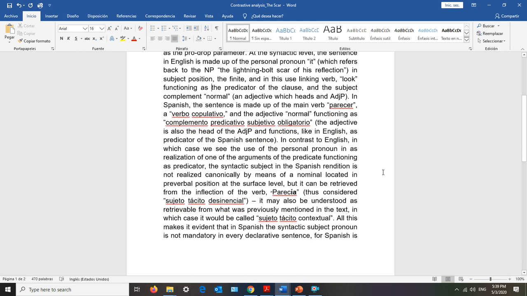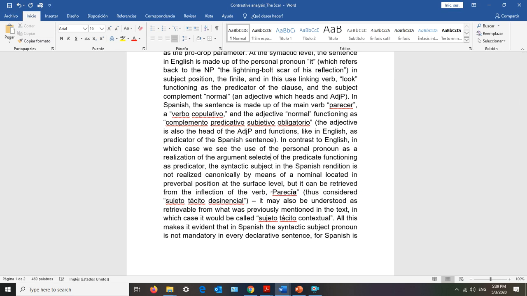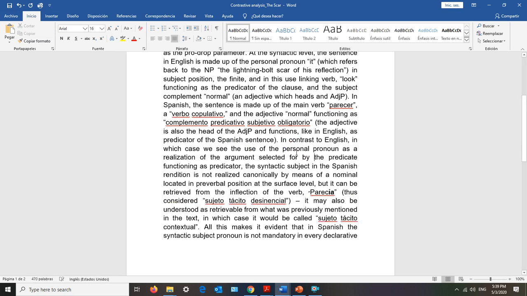The adjective is also the head of the adjective phrase and functions, like in English, as predicator of the Spanish sentence. In contrast to English, in which case we see the use of the personal pronoun as a realization of the argument selected for by the predicate functioning as predicator, the syntactic subject in the Spanish rendition is not realized canonically by means of a nominal located in preverbal position at the surface level, but it can be retrieved instead from the inflection of the verb parecía, this ia, indicating it refers back to a third-person singular entity, thus considered sujeto tácito desinencial.